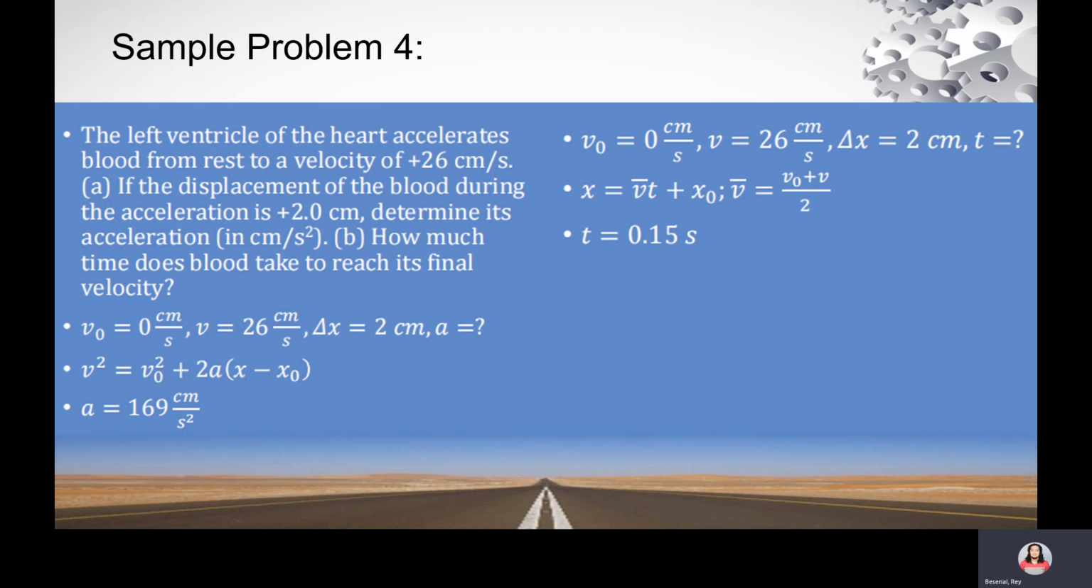And then B, how much time does blood take to reach its final velocity, which is yung 26 centimeter per second. So again, i-write down natin yung ating mga data. Meron tayong initial velocity na 0 dahil at rest, di ba? So, initial velocity 0. Final velocity 26.0 centimeter per second. And then yung ating delta x or displacement, nasabi naman dito na 2 centimeter.